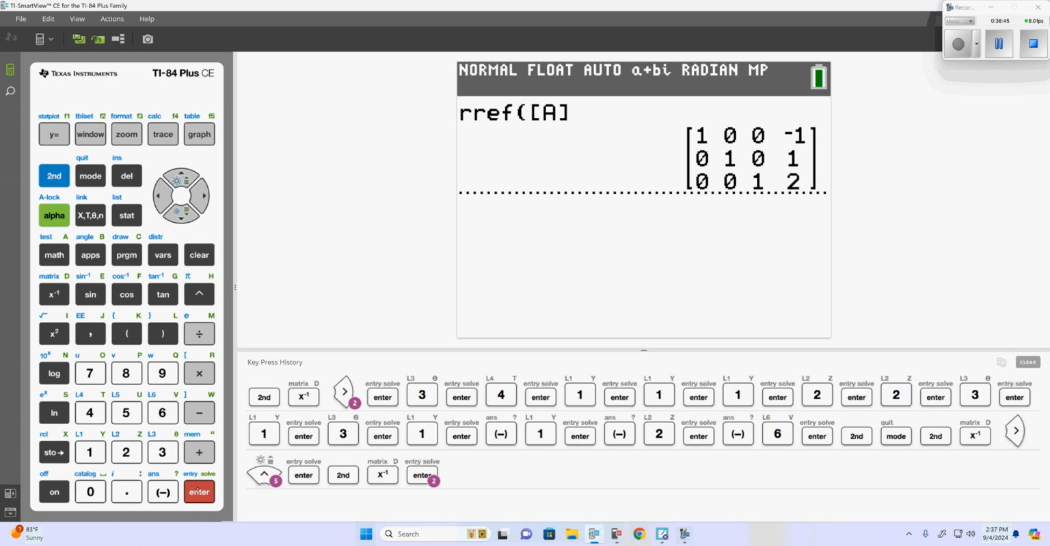So let's look at matrix A. Enter. 3 by 4. So 1, 1, 1, 2. 2, 3, 1, 3, 1, negative 1, negative 2, negative 6.